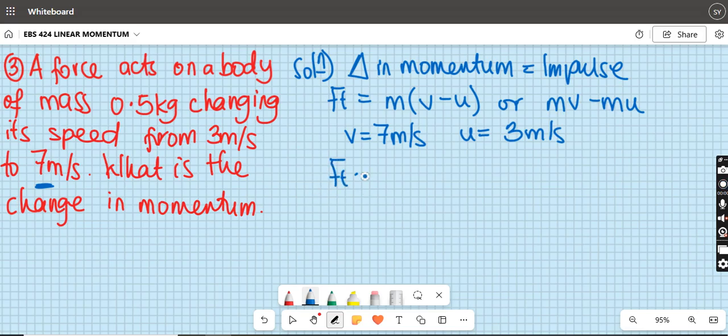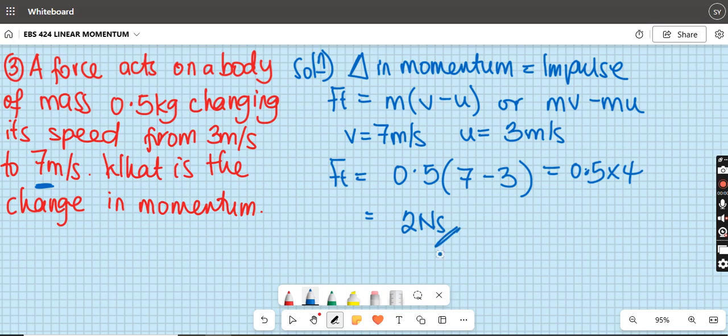And so our Ft is going to be 0.5 times 7 minus 3, which will actually be 0.5 times 4. And what will this give us? This will give us 2 Newton seconds.